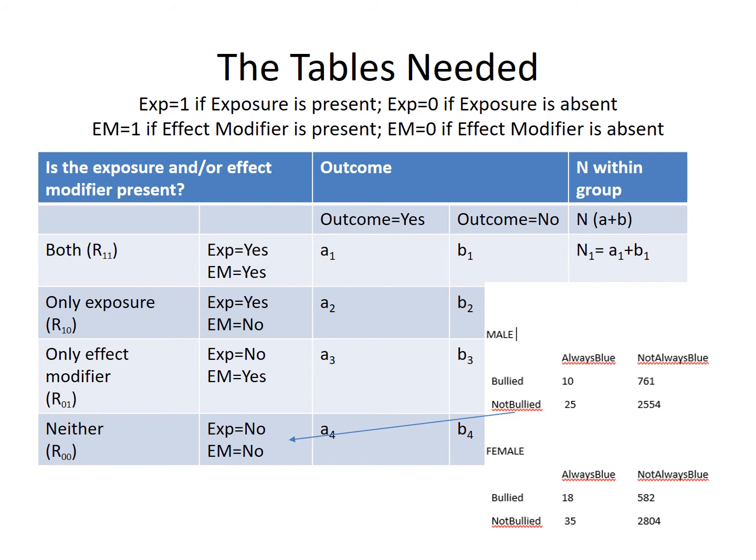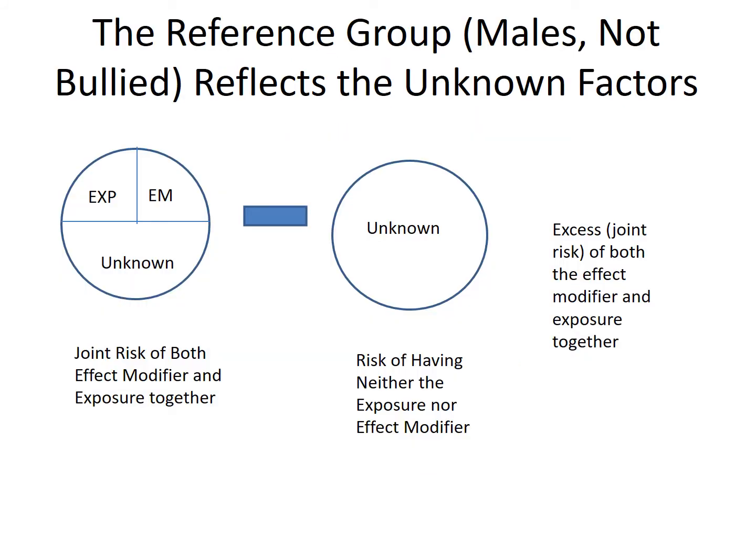The final group, which is going to be the comparison for all of your analysis, is the male not bullied group. So this is the condition of neither having the exposure nor the effect modifier. So just keep in mind that our reference group is males who are not bullied. And that's the concept of the group that reflects the unknown factors. So their reporting being always blue in the past month has nothing to do with being female or having been bullied.